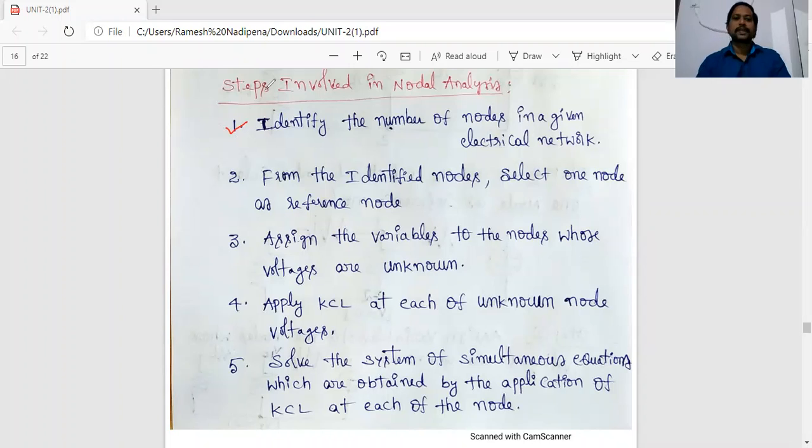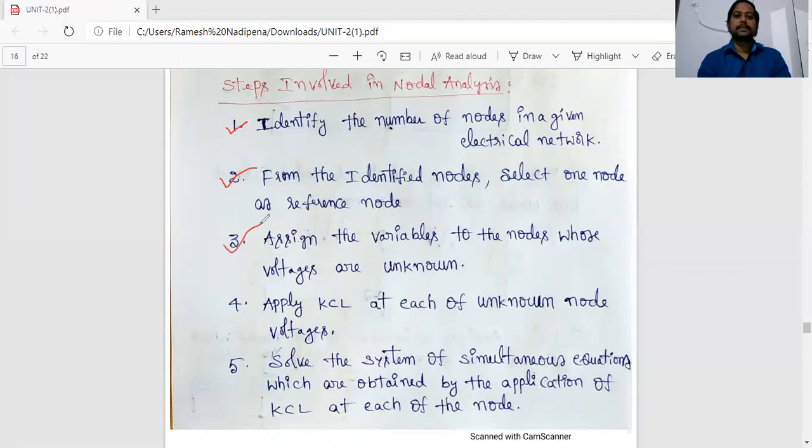Step 2: from the identified nodes, select one node as the reference node, which should be grounded. The potential of that node is 0. Please keep this point in your mind, it is very important. In the nodal analysis method, one node must be the reference node. That is our assumption.